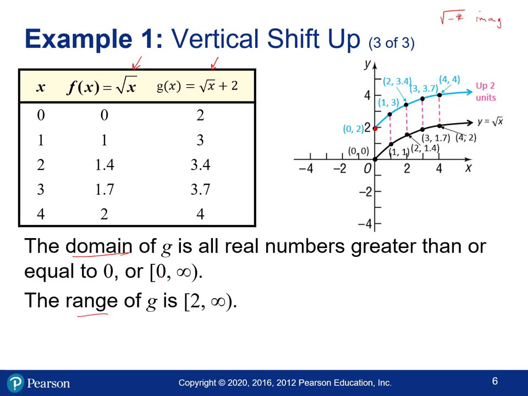And one other quick reminder, remember you use brackets anytime you can equal those numbers, so when there's actually points there. Notice how we have a point right here at 2. That's why we have a bracket. We have 0 as the x value. We have a point at 0. So that's why we put a bracket there.